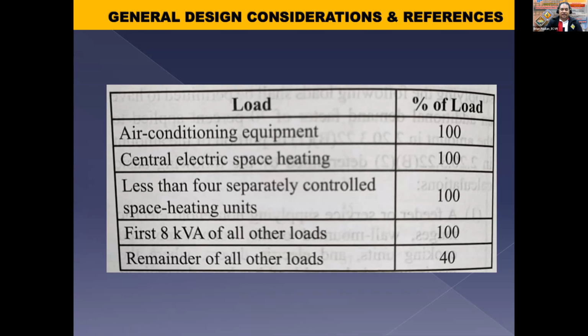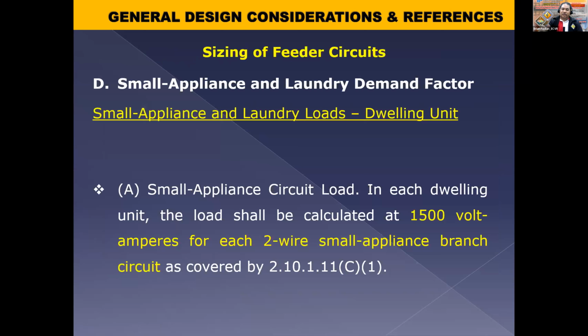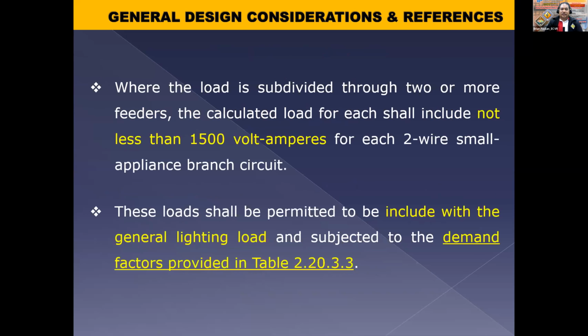Small appliance, okay. Ito yung sabi ni Sir kanina. Small appliance circuit loads, yung dedicated loads, 1,500 volt-amperes for each 2-wire small appliance branch circuit. So where the load is subdivided through 2 or more feeders, the calculated load for each shall include not less than 1,500. Okay, so kung mag-subdivide siya, dapat ang load natin same pa rin, not less than 1,500 volt-amperes for each small appliance branch circuit kahit pinaghiwalay natin.